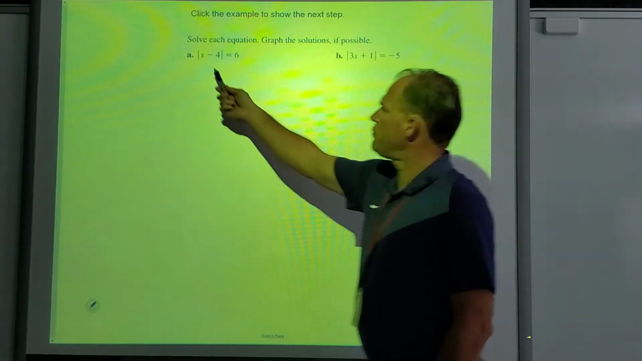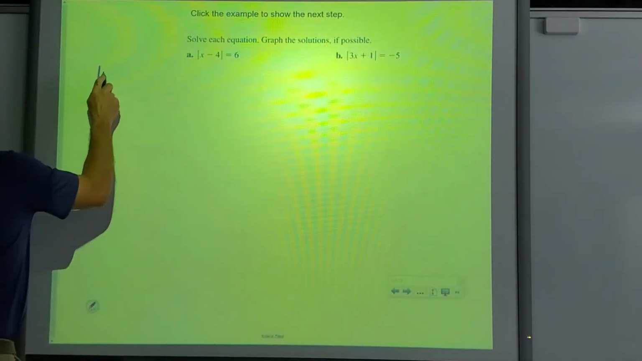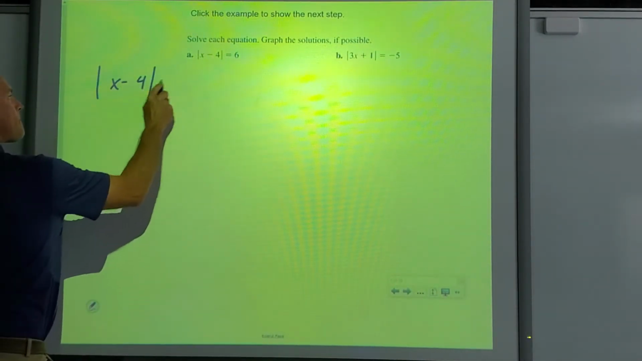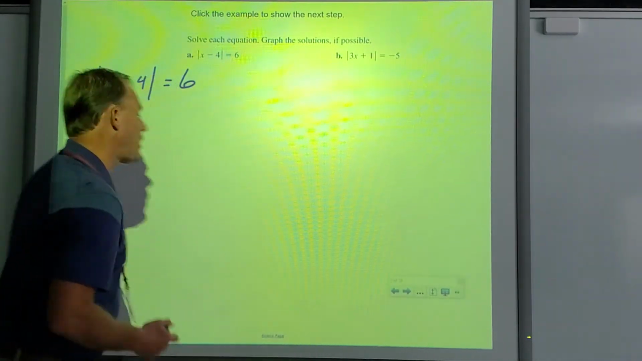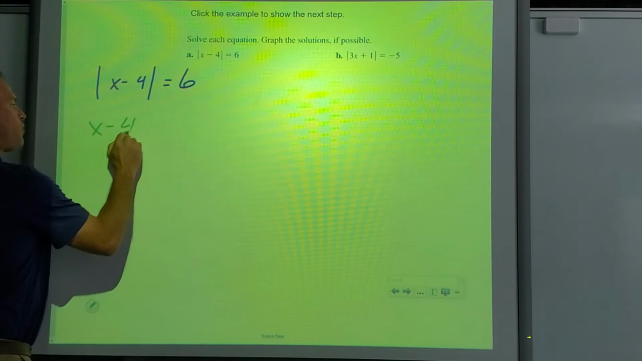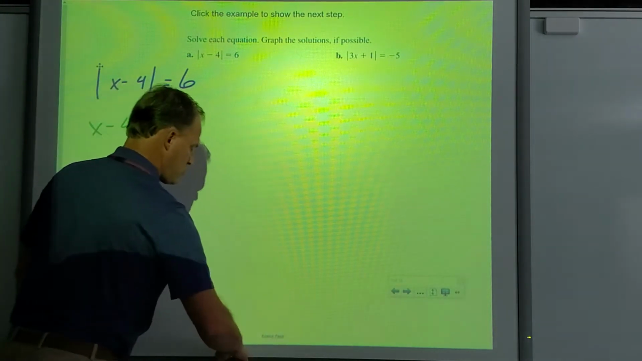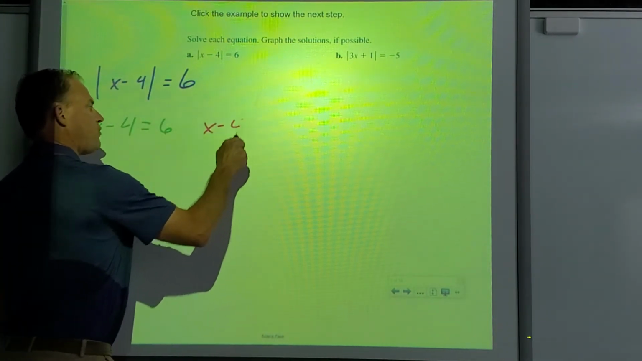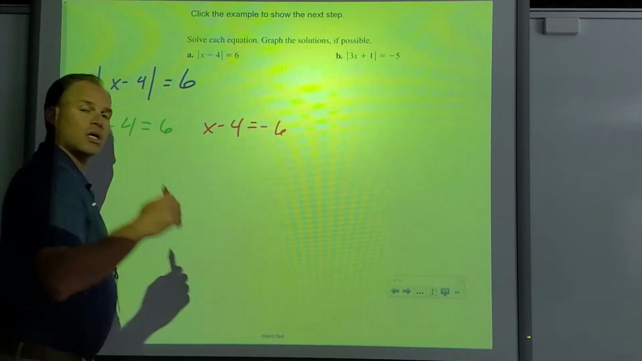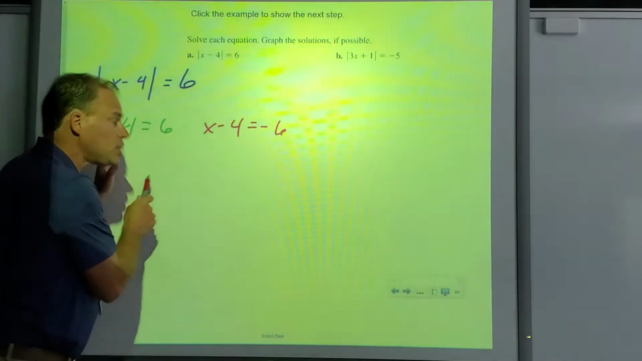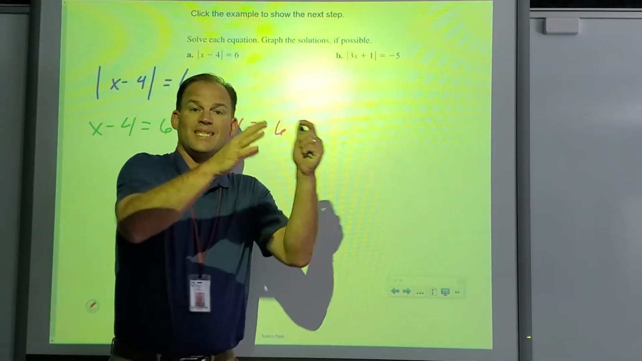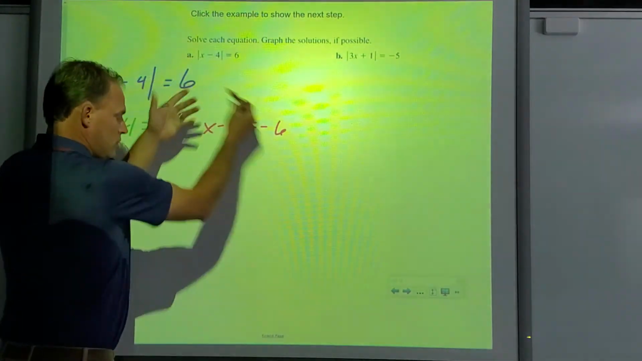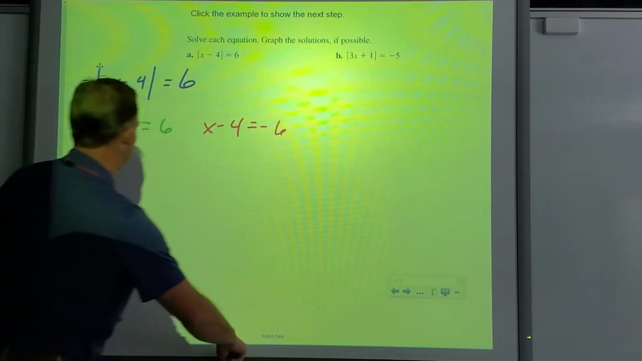Okay, so here we go. If I have the absolute value of x minus 4 equals 6, you write two equations. X minus 4 equals 6. X minus 4 equals negative 6. The x minus 4 parts don't change. You just change the sign on both of those, what it's equal to. Keep the same number, just change the sign. Solve it out, do the math.